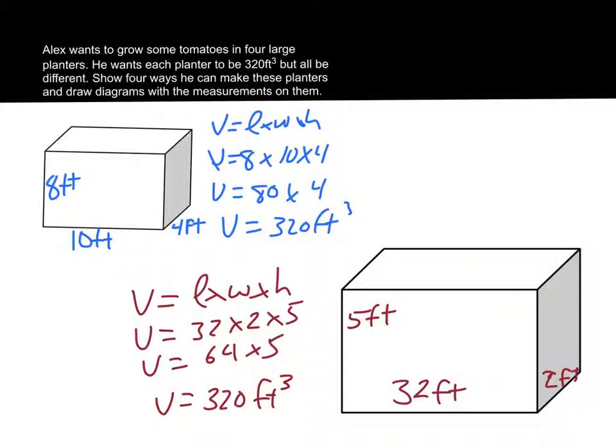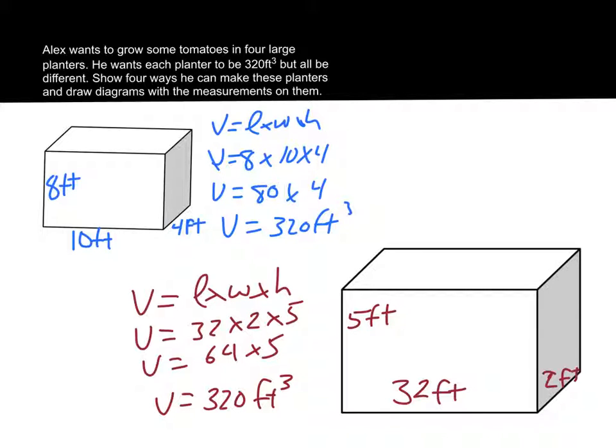There are a lot of different ways to solve this problem because it is saying just show 4 ways. It's not naming specific measurements that you need to use. So here are 2 possible options where you have a length of 10 feet, width of 4 feet, and a height of 8 feet, or a length of 32, a width of 2 feet, and a height of 5 feet. As long as your volume works out to be 320 cubic feet, that's what we're looking for. So make sure that you check your work that way.